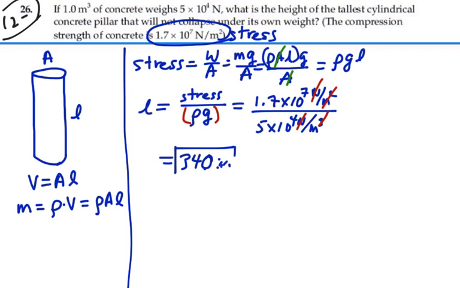So we can have a cylinder, a column of 340 meters before it starts to collapse under its own weight and exceed the stress in the concrete.